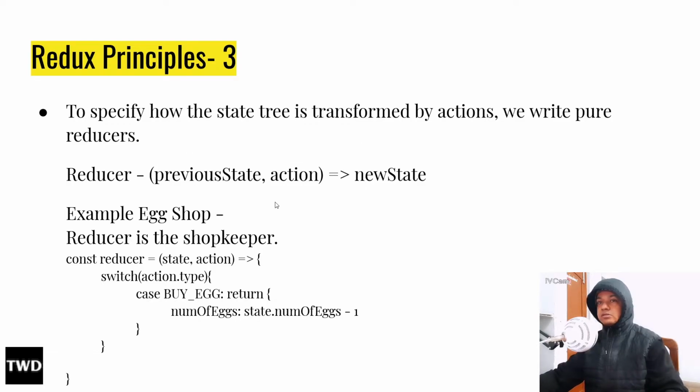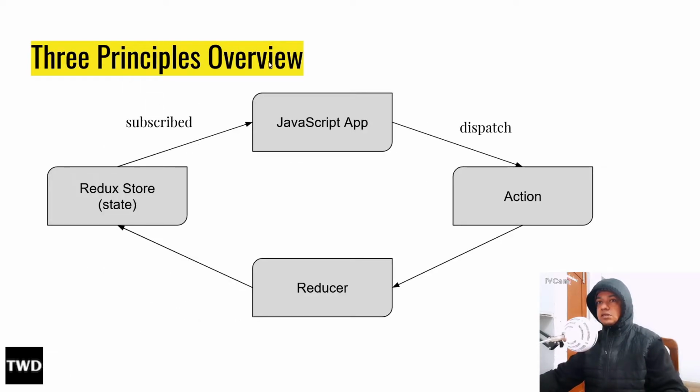Okay, so then the three principles overview. This is a JavaScript app. Then it will dispatch an action. The action will call a reducer. The reducer will change the state, and this is the Redux Store state.